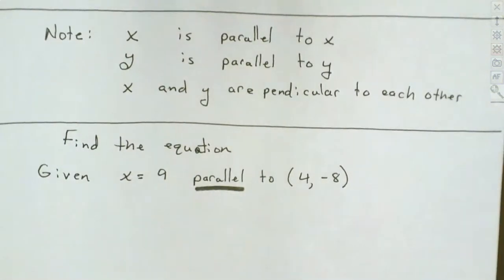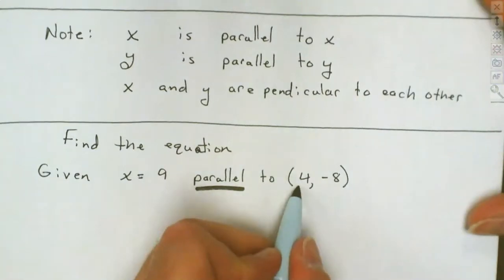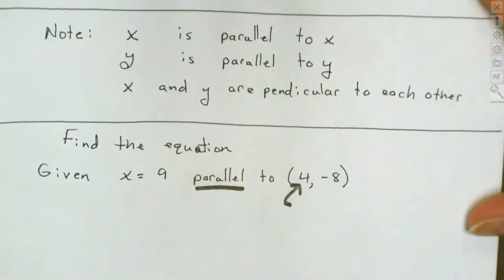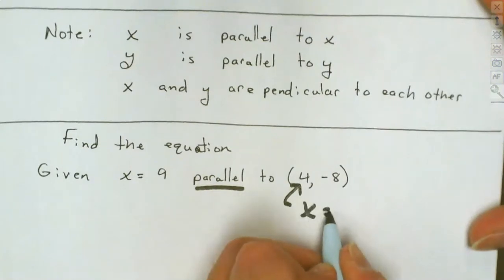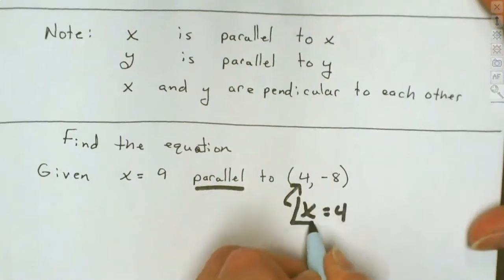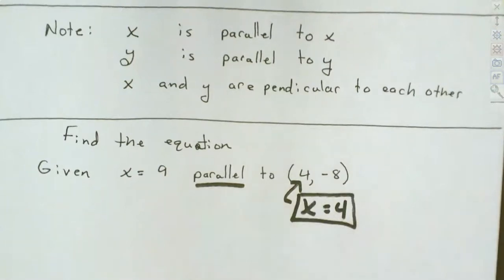Now, when it's parallel, you keep the same variable. So x is going to be parallel to x. So I've got x equals 9, and I want another line that's parallel to it. Now, an x line would look like this. So what's parallel to an x line? Another x line, okay? So this is parallel, so that means that it's going to be the same. And so what's the x component? 4. So what would my answer then simply be? x equals 4. See, there's very little to do on these.